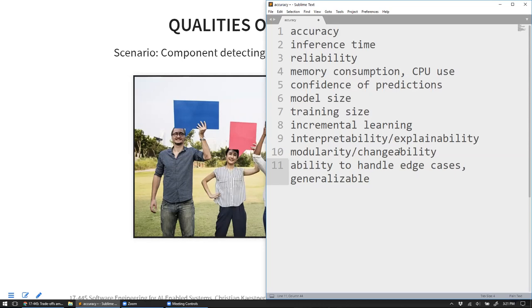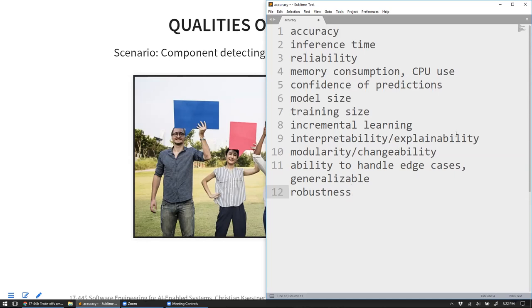So I suspect we care about accuracy. We often do, right? Inference time is really important here because it's real time. Generalizability, right? So accuracy, but maybe also corner cases. Does it work in different settings? How robust is it maybe? We haven't actually talked about robustness. Right, so how easy is it to attack?